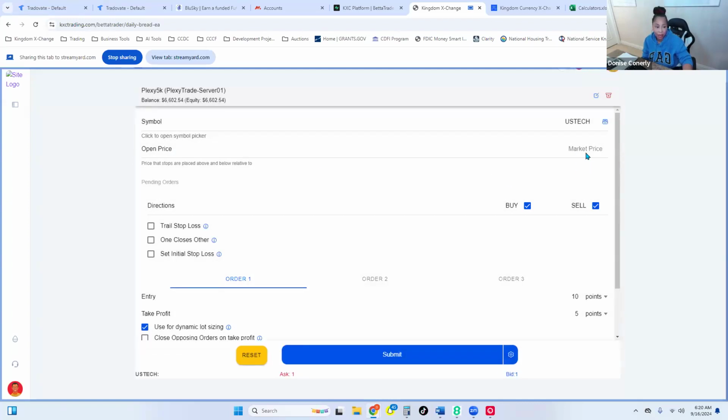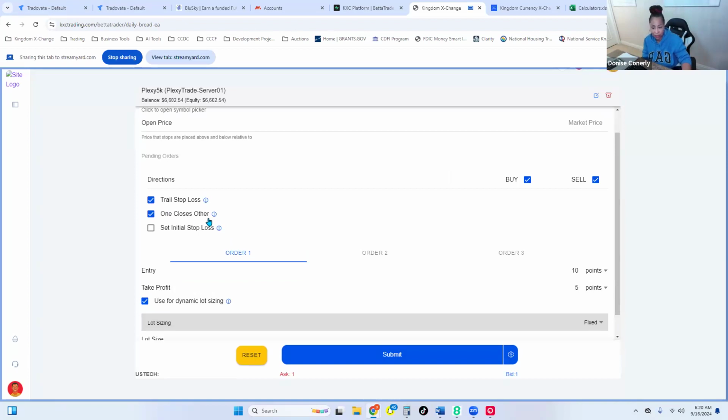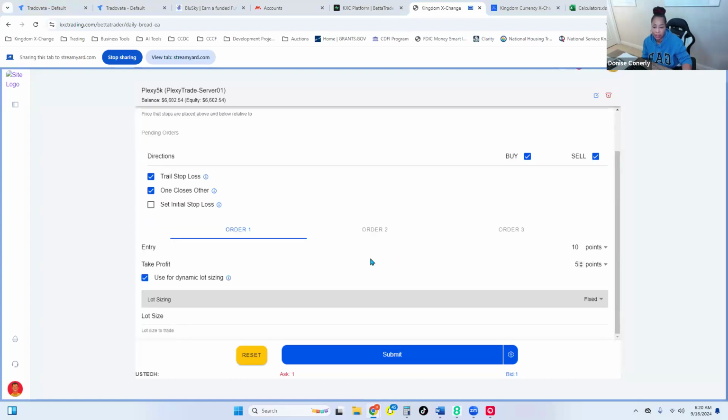We don't have to put in a market price because it's doing a buy stop and a sell stop. I'm going to put in trailing stop loss because I want it to trail. I'm going to do one closes the other, which means that when one order is open, the other one will close. When it activates one side, either the buy stops or sell stops, the other will close.